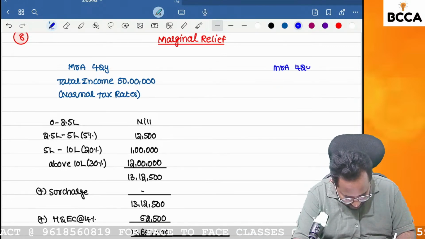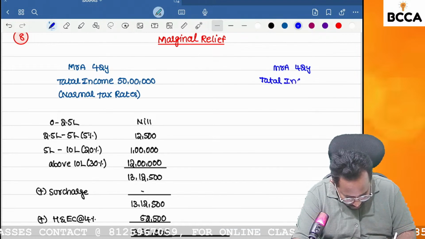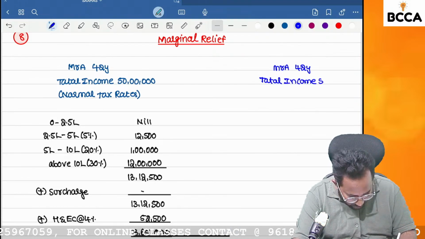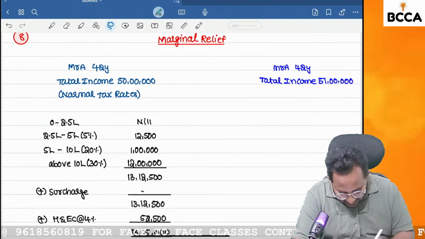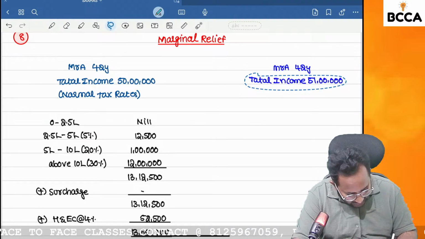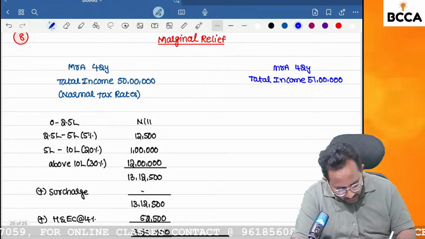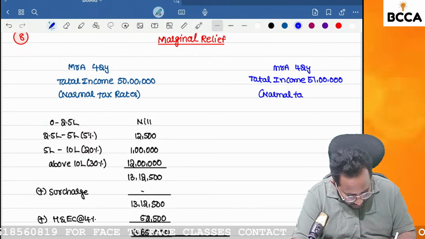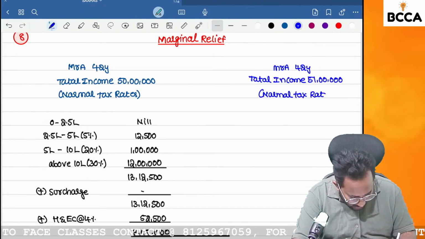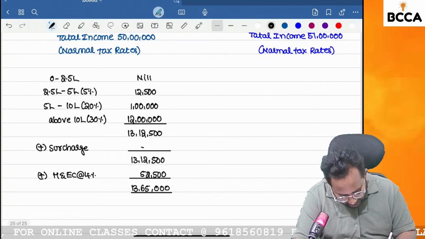Second, on the right side of your page, I want to give the extension. Mr. A, same SSC, but here total income is 51 lakh. So just increase the total income by 1 lakh. Here also you follow the normal tax rates only. So please find out the tax liability.